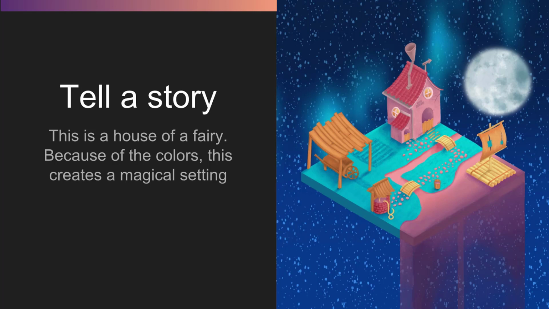And when I'm telling you this story, it matches the picture. If I'm going to tell you a story about an evil monster that is kidnapping people over here, you're probably less likely to believe it. Because I'm using bright colors. And because I use this color palette, it creates a magical setting.